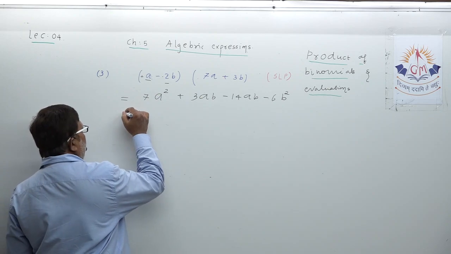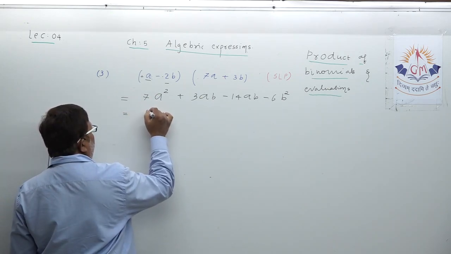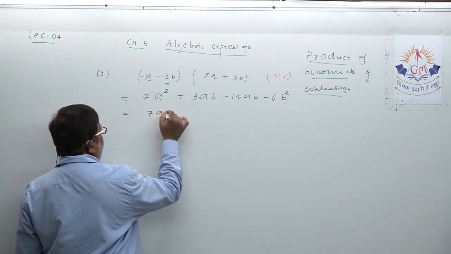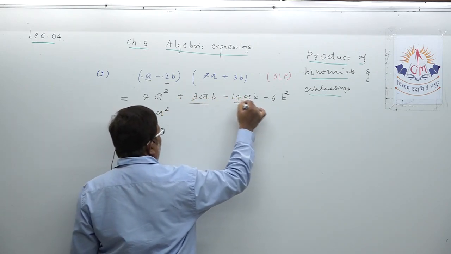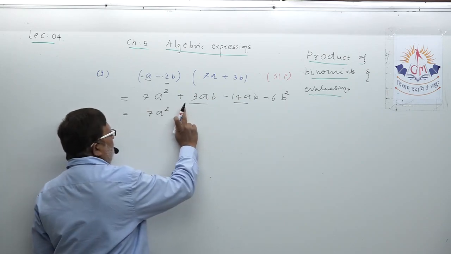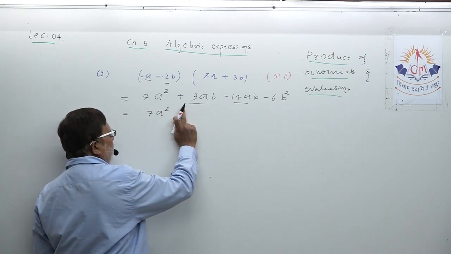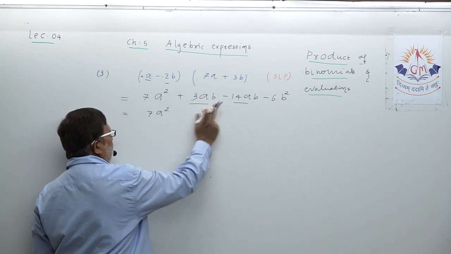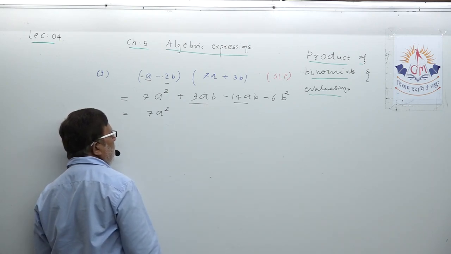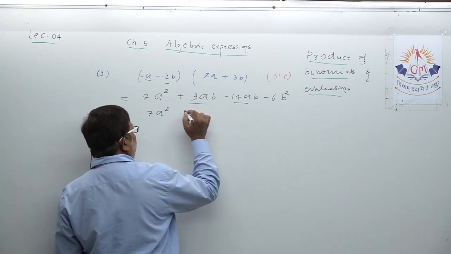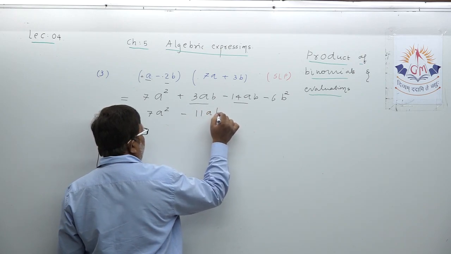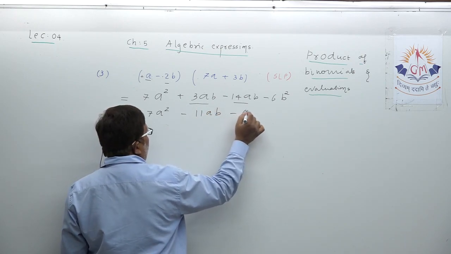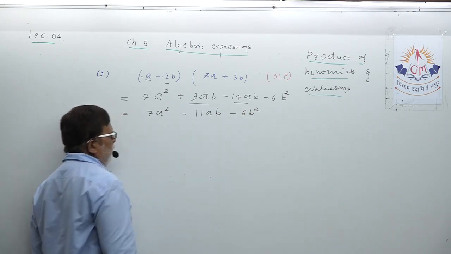Are there like terms? Yes. 7a square I will write as it is. These two are like terms to be solved by us. If you solve the sign, plus minus minus, 14 minus 3, that is 11, and the sign of the greater number, it comes out to be minus 11ab and then minus 6b square.